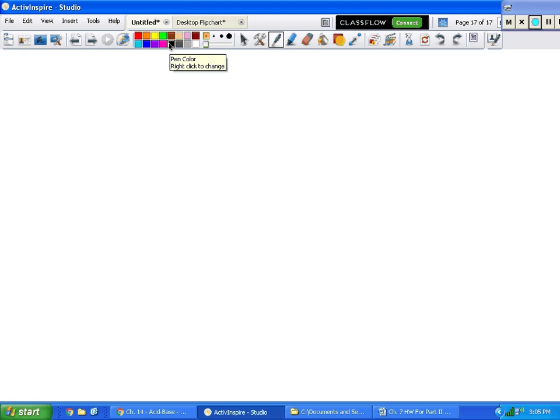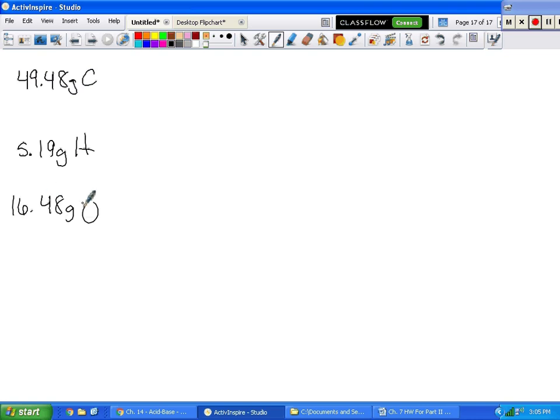49.48 grams of carbon. Lily, have you done this one? Can I see it, please? I just need numbers. All right. We've got 5.19 grams of hydrogen. We've got 16.48 grams of oxygen and 28.8 grams of nitrogen. Guys, if you're not writing this down, I'm giving you a free problem.